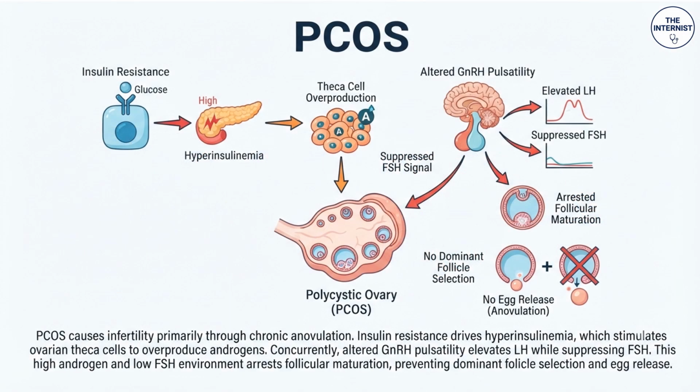Polycystic ovary syndrome causes infertility primarily through chronic anovulation. Insulin resistance drives hyperinsulinemia, which stimulates ovarian theca cells to overproduce androgens. Concurrently, altered GnRH pulsatility elevates LH while suppressing FSH. This high androgen and low FSH environment arrests follicular maturation, preventing dominant follicle selection and egg release.